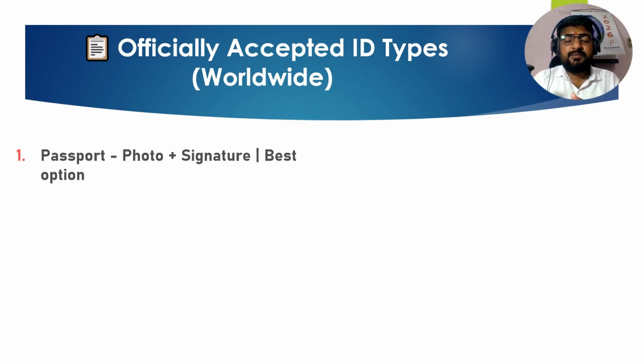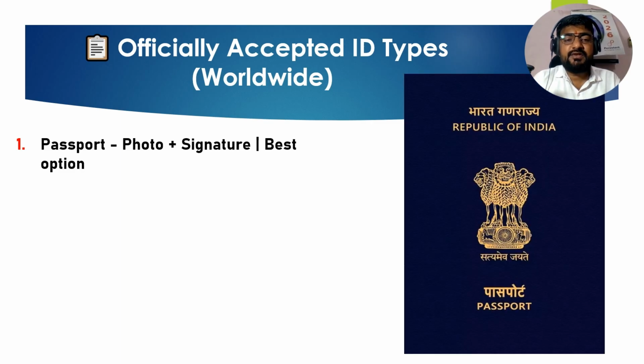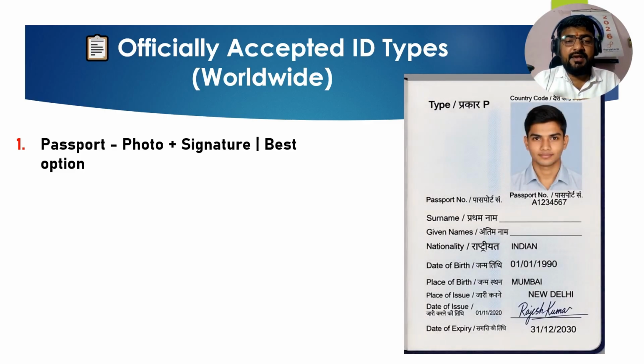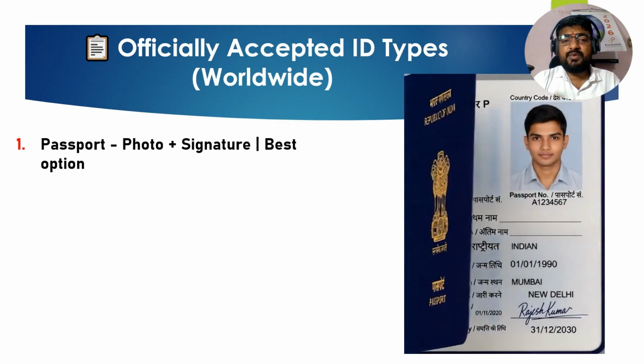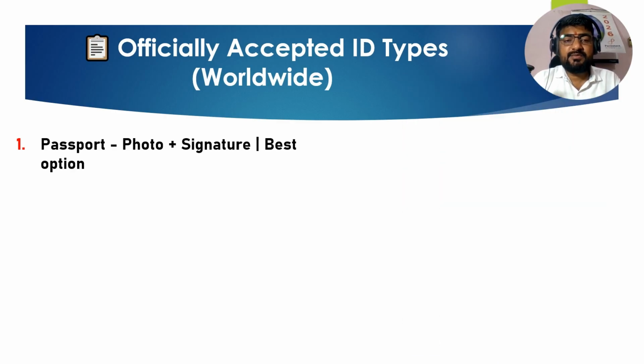So the first one is the passport. The passport is the best option for the verification process for the Microsoft certification. A passport has a photo plus signature, and it is the best option for the verification process. In a passport there is a valid photo and a valid signature, so if you have the signature and photo, it is acceptable by the verification process.